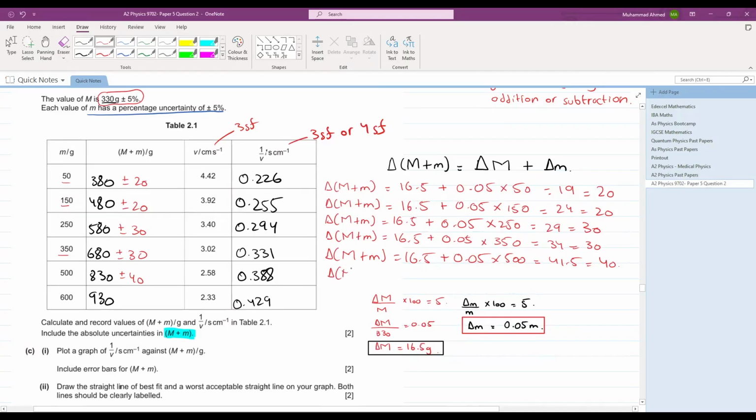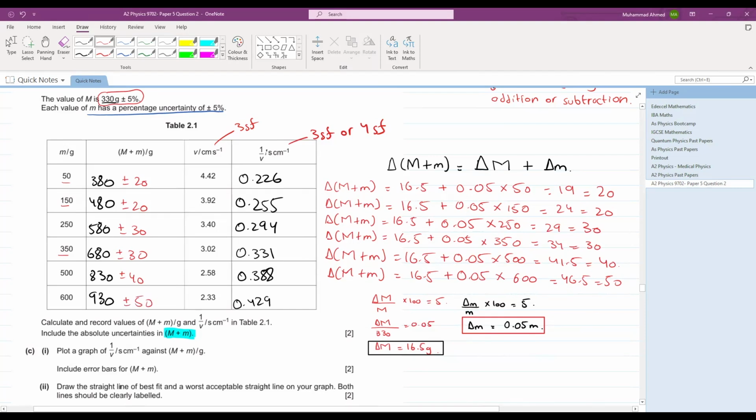Absolute uncertainty in capital M plus a small m is equal to the absolute uncertainty of capital M plus the absolute uncertainty of a small m, that is 0.05 into 600 this time. So let's calculate this. This comes out to be 46.5, which rounded off to one significant figure is 50 grams.